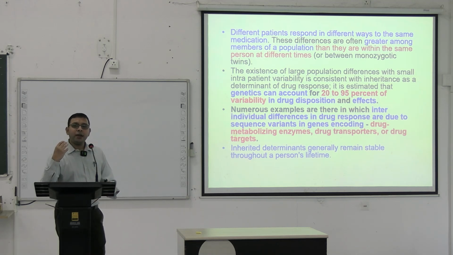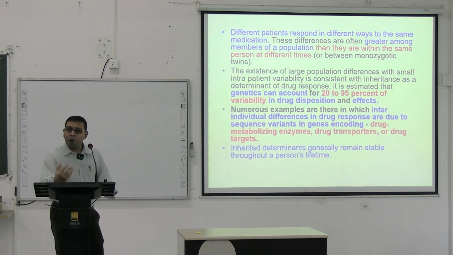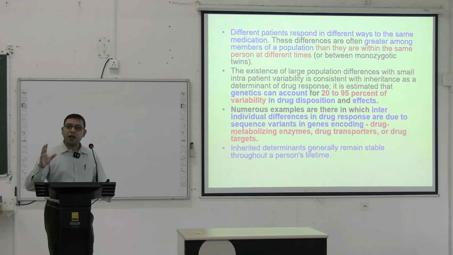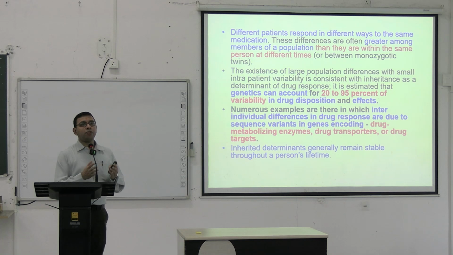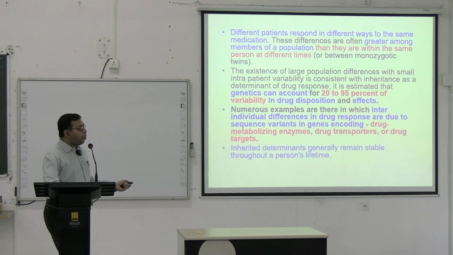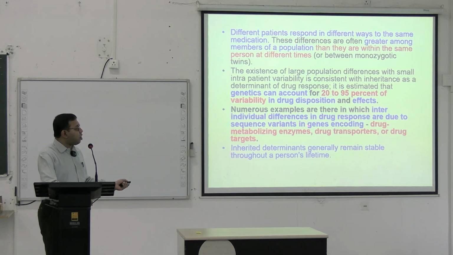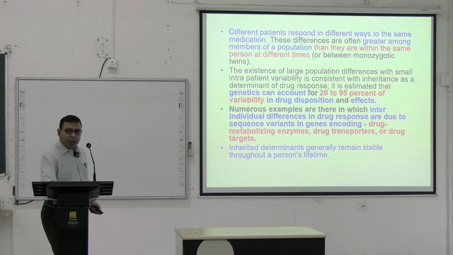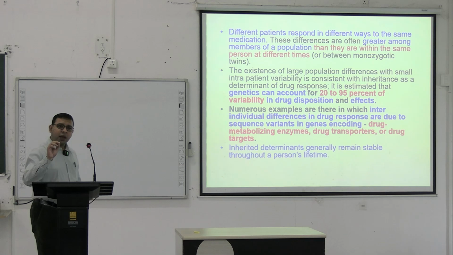So you have read about pharmacokinetics. When we are taking a drug, how much of the drug is absorbed, how much is metabolized. You have read about the cytochrome P450 enzymes, and that there are genetic variations in the cytochrome P450 enzymes. So some drugs may be metabolized less, some drugs may be metabolized more. Numerous examples exist in which inter-individual differences in drug response are due to sequence variants in genes encoding either drug metabolizing enzymes, drug transporters or drug targets.